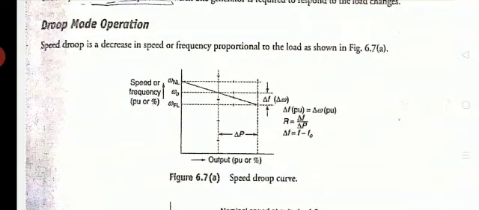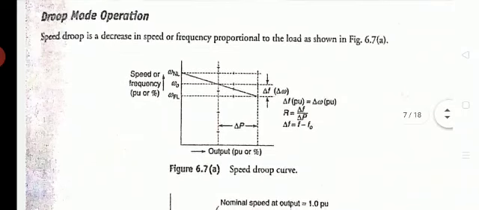Delta f is equal to f minus f naught. F is the standard frequency, f naught is the varied frequency. Because of the load variation, the amount by which the frequency varies gives you the frequency deviation. For example, if the standard frequency of operation is 50 Hertz and the varied frequency is 49.5, then 50 minus 49.5, that is 0.5, is the deviation in the frequency. So this is the droop mode of operation.